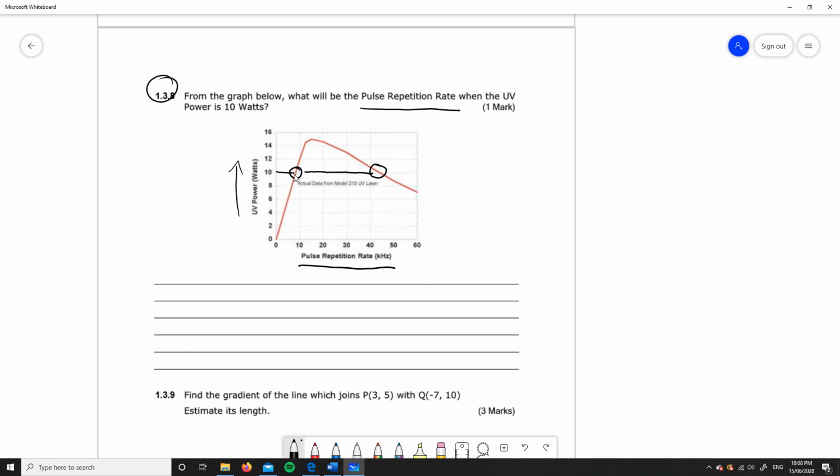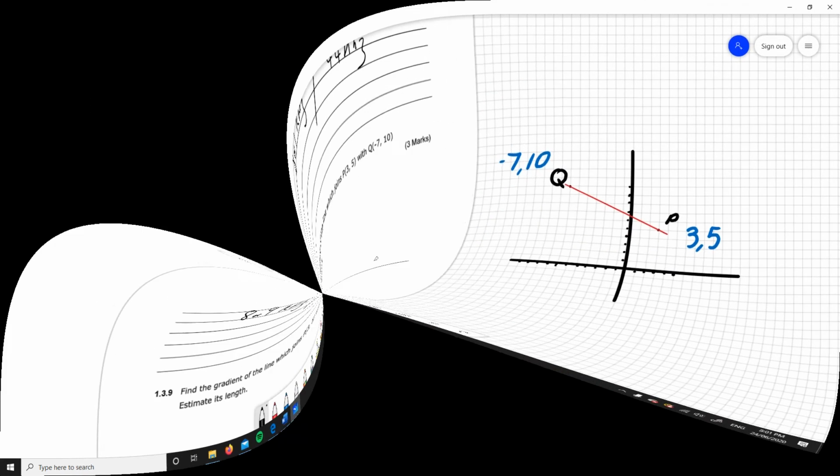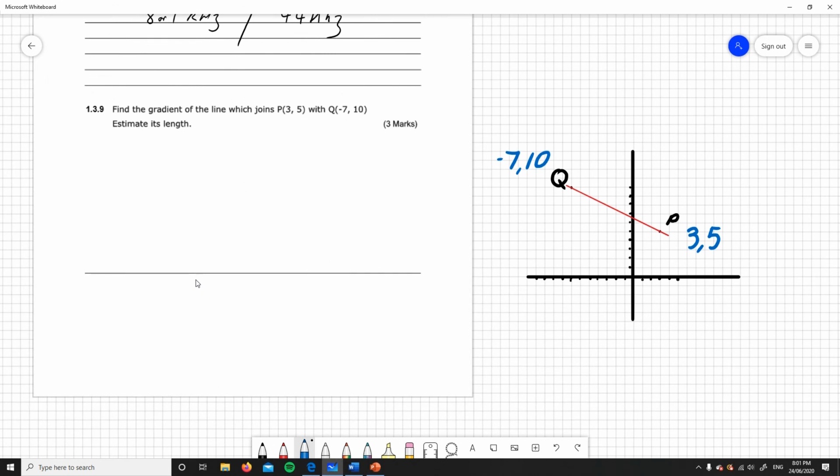If I follow that one down, we're looking at sort of 8 or 9 kilohertz, which is the first instance, and our second instance, if we come across to here, we're looking at about 44 kilohertz. And finally, on to our last question.